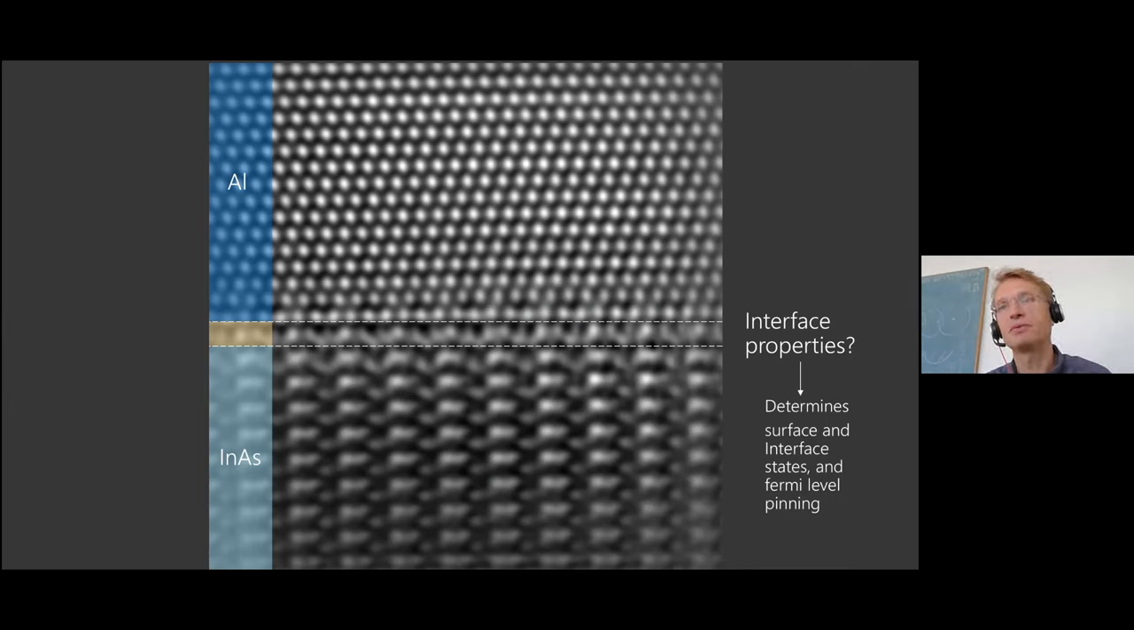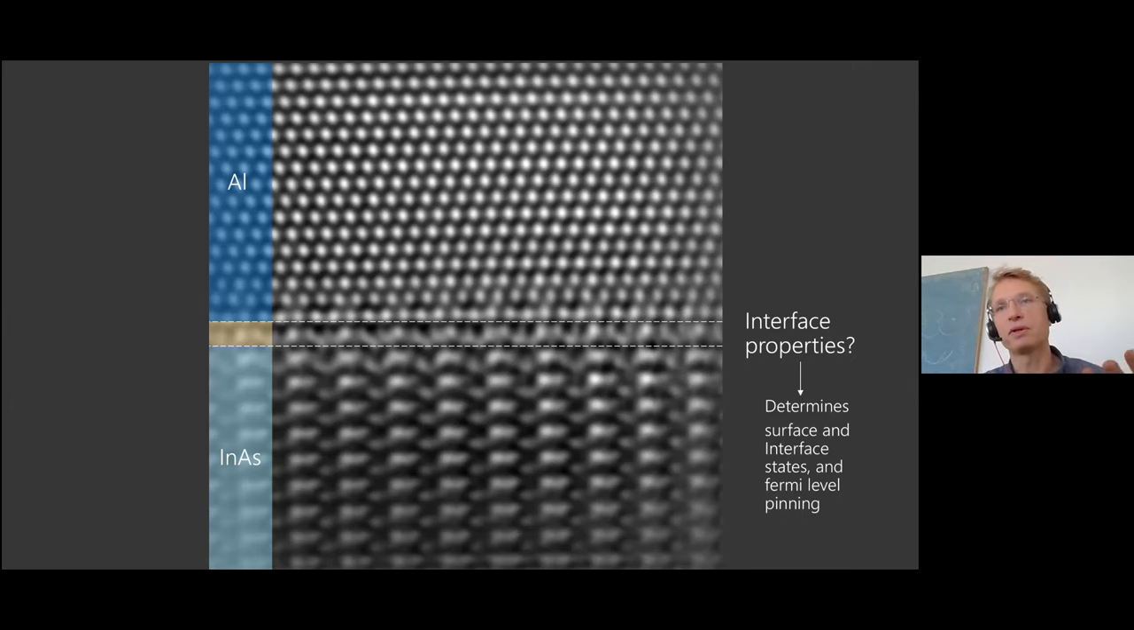But the reason why it's important is that it actually determines the properties of the hybrid material. It determines if there are any additional states appearing due to the chemistry at the interface. As you know, you can put two insulators together and then you can get a conducting layer at the interface between these two. So it's really important that we also understand the interface when we put materials together.